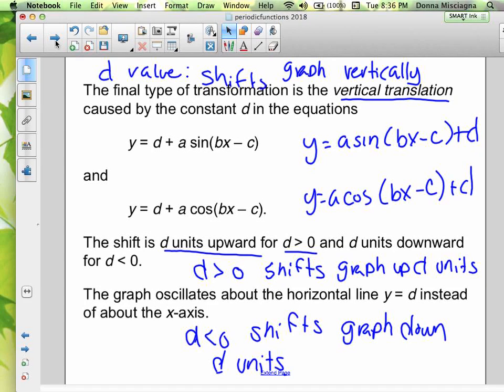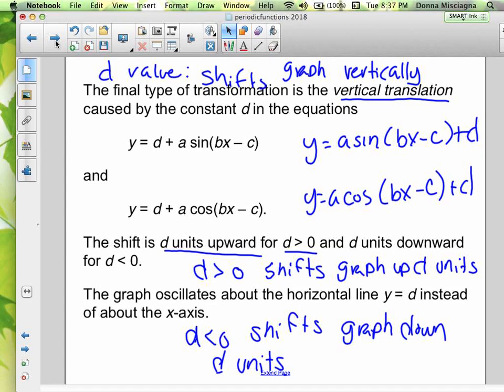The last kind of transformation is a vertical transformation. Even easier, right? With a vertical transformation, we just have a value added to our function. It is not attached to the sine or cosine. It could be added in front, like y equals d plus a sine bx minus c, y equals d plus a cosine bx minus c, or it could be added in the back: y equals a sine bx minus c plus d, y equals a cosine bx minus c plus d. That d is our vertical shift.